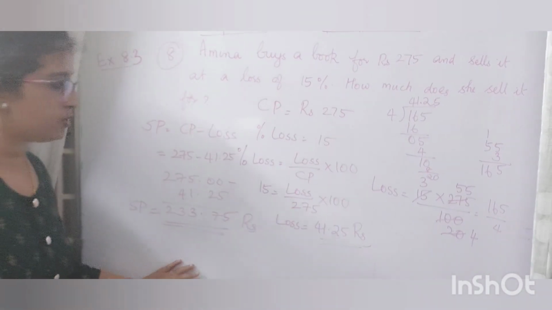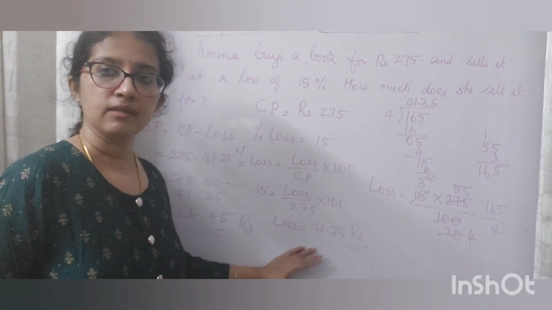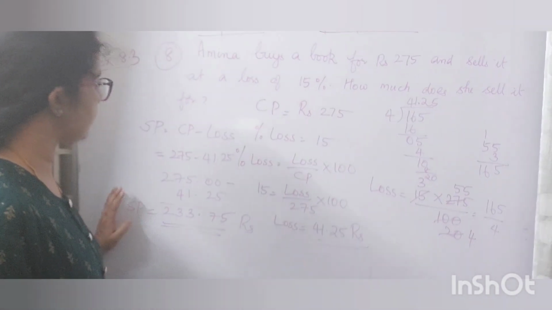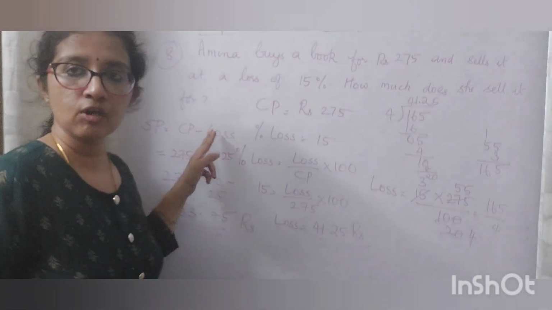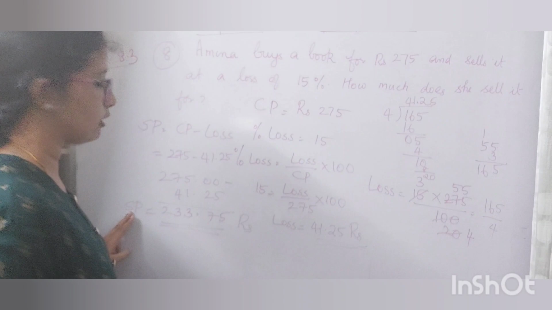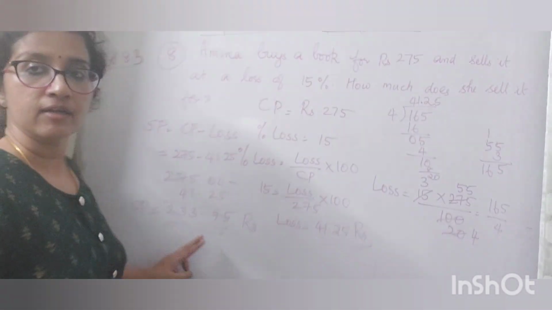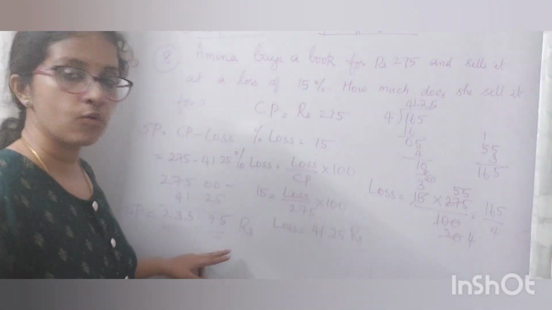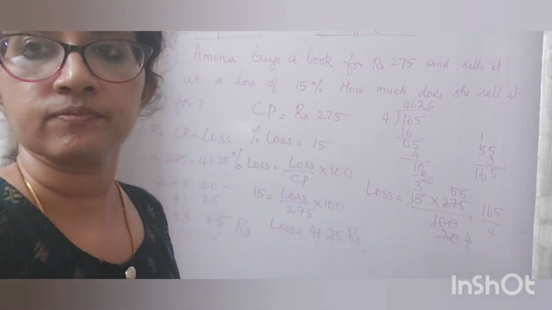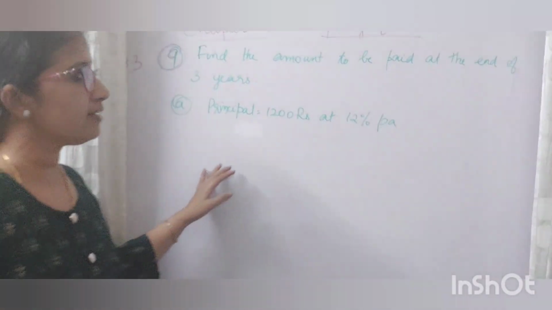So first what did we do? We found the loss. Then from the loss we found the selling price. That is selling price is equal to cost price minus loss. So we found the value of selling price. Okay. So clear with this? Now let's move on to our next problem. Now let's move on to our next question.